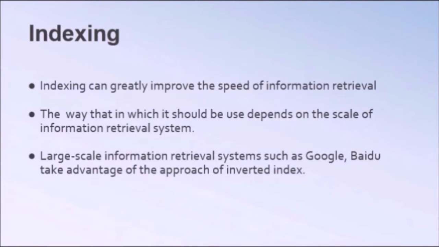Indexing can greatly improve the speed of information retrieval. The way it is used depends on the scale of the information retrieval system. Large-scale information retrieval systems, such as Google, take advantage of the approach of inverted indexing. In Lucene, an index is composed of segments. A segment is made up of documents. A document is composed of fields, and many terms consist of a field. The index process of Lucene is started from the add document method of IndexWriter.